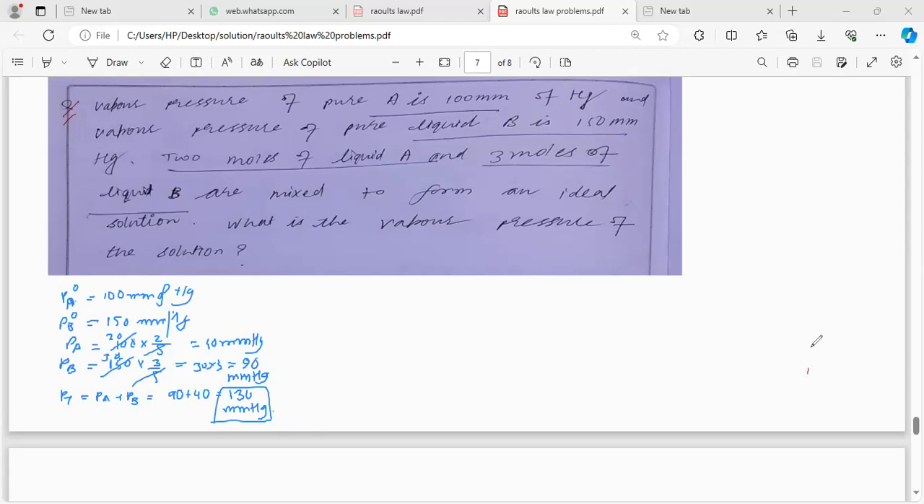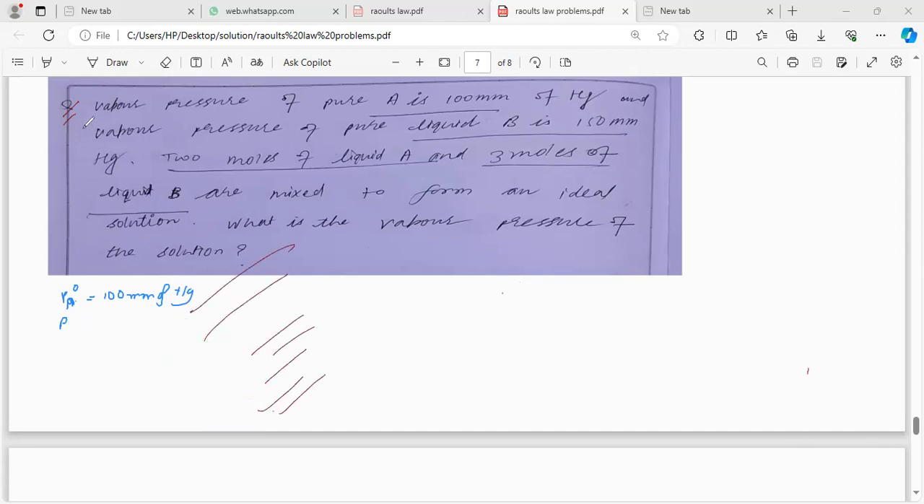So done. Your answer is coming 130, no? Yes. Here we have to check which question is that one. Let me see. Vapor pressure of pure liquid is... Let me find out the question first. 130 mmHg, correct. Very good, very good. This is correct.